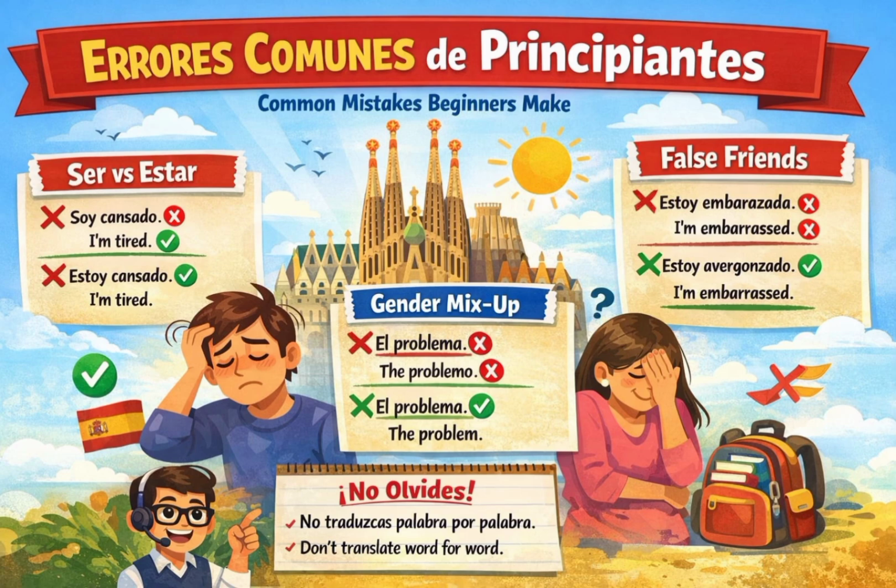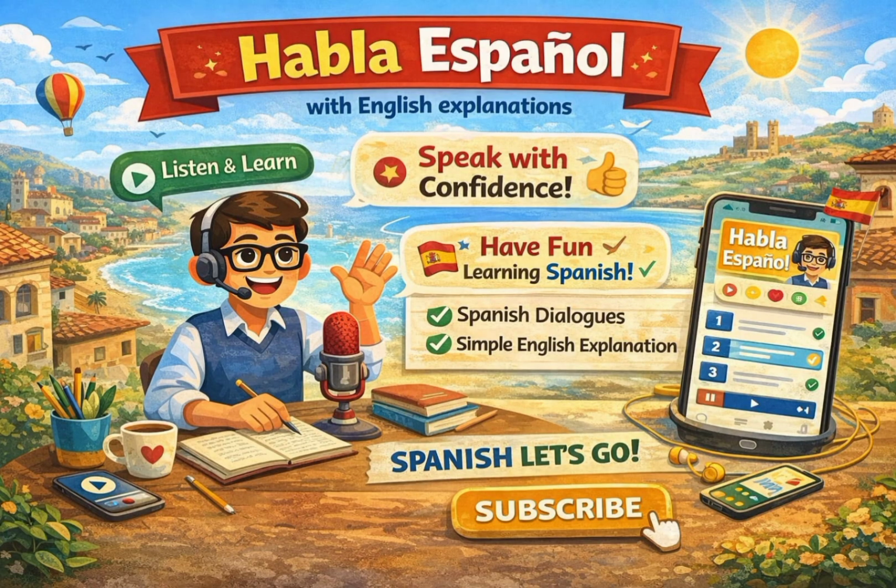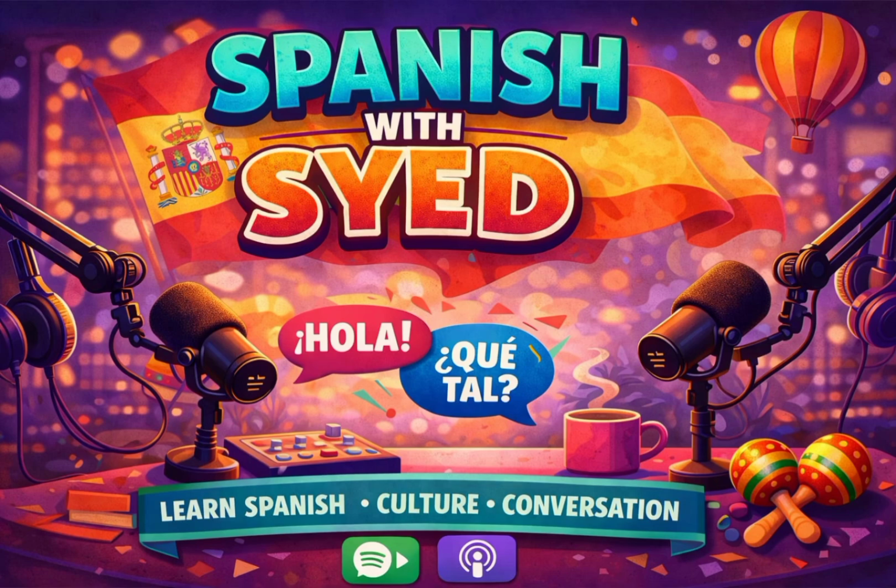In Spanish, many verbs end in AR. A prime example is hablar, which means to speak. Exactly. So if we break it down, yo hablo means I speak. And tú hablas means you speak.